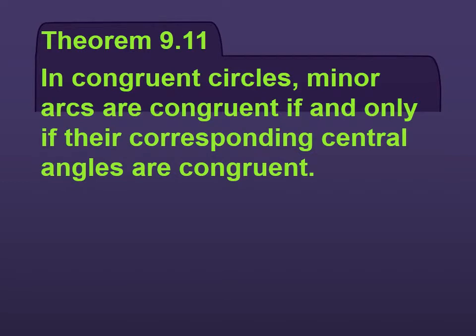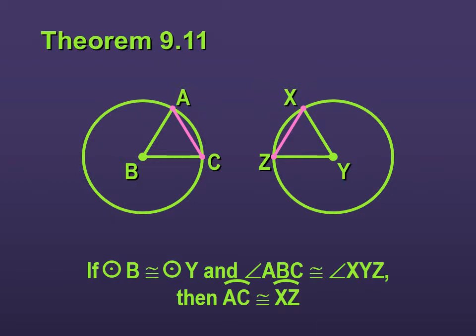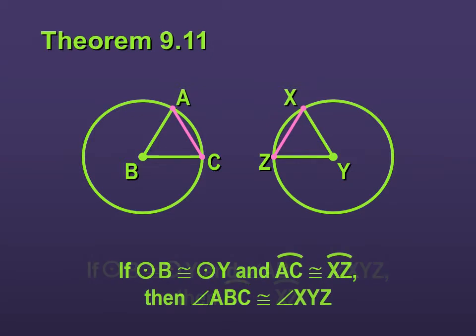Next theorem says that in congruent circles, minor arcs, remember minor arcs are less than 180, are congruent if and only if their corresponding central angles are congruent. So let's see, if we have circle B and circle Y and they are congruent, and we know that angle ABC is congruent to angle XYZ, then we can say that the arc AC is congruent to the arc XZ. We can also say that segment AC is congruent to segment XZ. Remember, we learned that in the previous theorem.